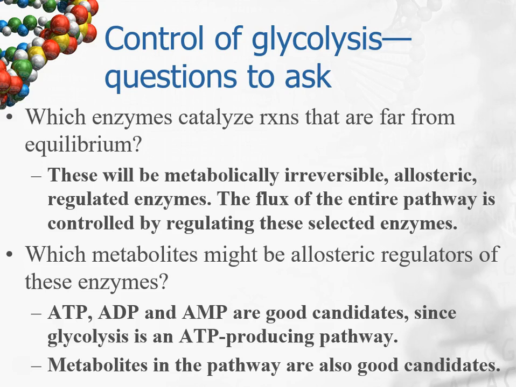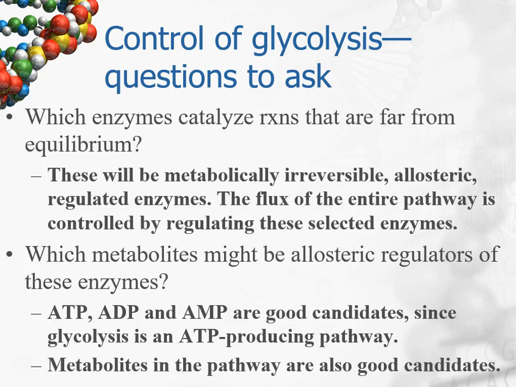So we want to talk about glycolysis. We want to talk about all 10 of these steps. And we want to know which are those enzymes that catalyze reactions that are far from equilibrium, the ones with the really high negative delta G values. Because those will be the reactions that are metabolically irreversible, catalyzed by allosterically regulated enzymes. So the flux of the pathway will be controlled by regulating those enzymes. If those enzymes are turned off, the pathway is turned off. If those enzymes are turned on, then the pathway is turned on.